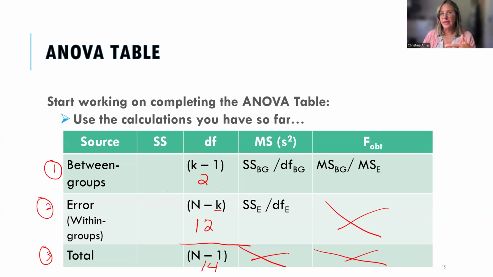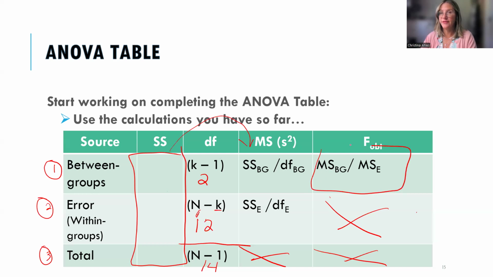So let's go to the next thing. We won't go to the mean squares until we get the sums of squares. We can't calculate mean squares until we get the sums of squares of things. So we need to calculate these first. Then when we get those, we can calculate our mean squares and then calculate our F statistic right here.